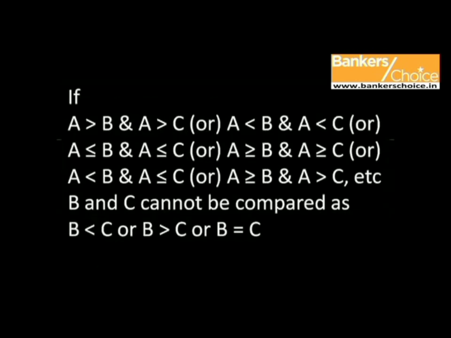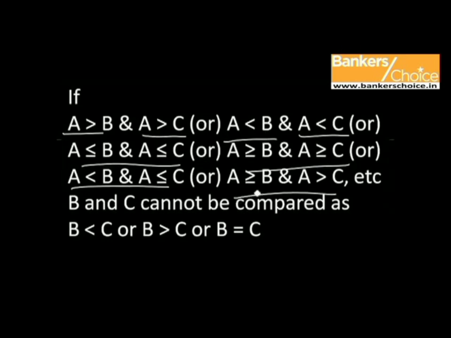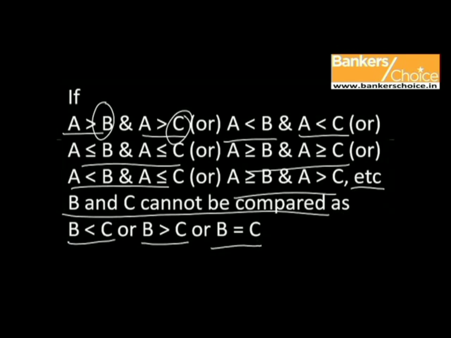Now let us understand some concepts related to coded inequalities. If A is greater than B and A is greater than C, or A is less than B and A is less than C, and so on, in all such cases, the variables B and C cannot be compared, as B can be less than C, or B can be greater than C, or B can be equal to C.